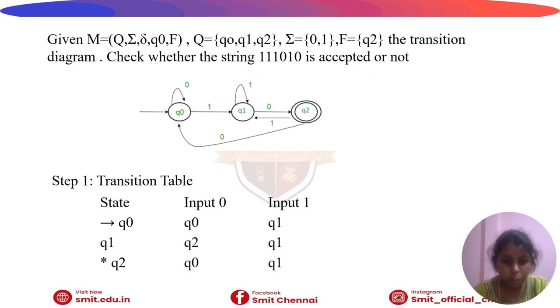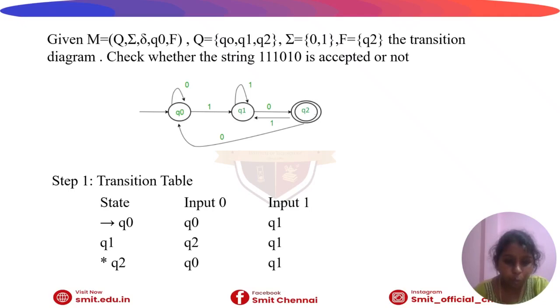Here they have given the diagram, we have to draw the table, and then find whether the string is accepted or not. The string is accepted if it reaches the final state, q2. It is not accepted if it does not reach q2. Here our first step is to create a transition table.